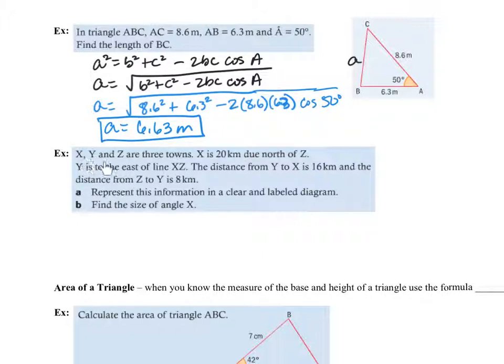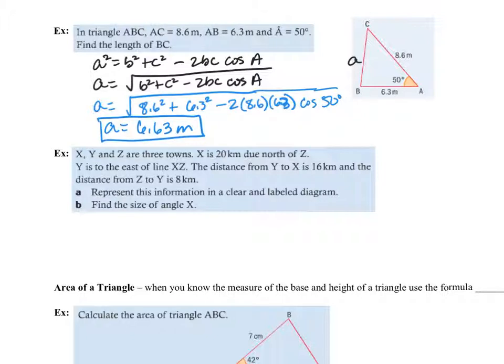It says X, Y, and Z are 3 towns. X is 20 kilometers due north of Z. Y is to the east of line XZ, and the distance from Y to X is 16 kilometers, and the distance from Z to Y is 18 kilometers. Well, we better do part A, represent this information in a clear and labeled diagram.